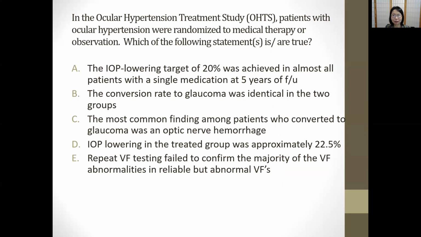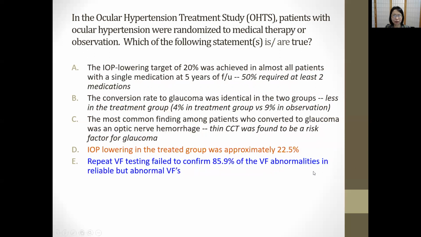Choice C, the most common finding among patients who converted to glaucoma was an optic nerve hemorrhage. Choice D, IOP lowering in the treated group was approximately 22.5%. And choice E, repeat visual field testing failed to confirm the majority of visual field abnormalities in reliable but abnormal visual fields. So think about it. The correct answers are both choice D and E.